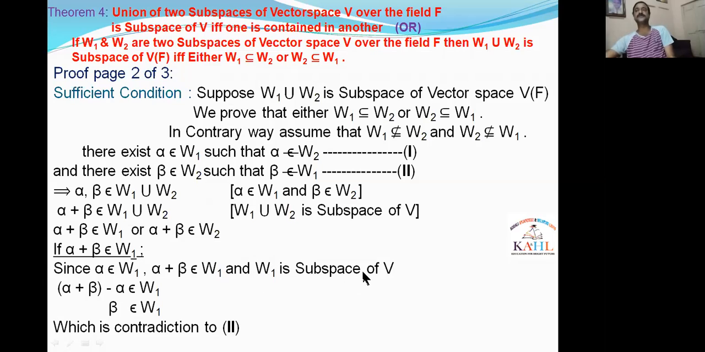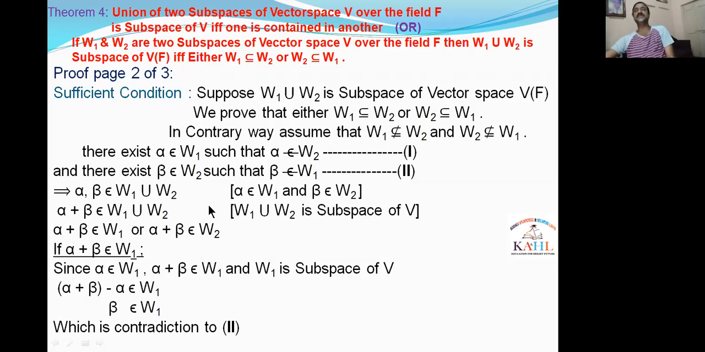And W1 is a subspace of V. That means, W1 being a subspace, alpha plus beta minus alpha belongs to W1. Plus alpha minus alpha cancels, then what happens? Beta remains. Beta belongs to W1. But from 2, beta does not belong to W1. But we got beta belongs to W1, which is a contradiction to 2. That means this way is wrong.